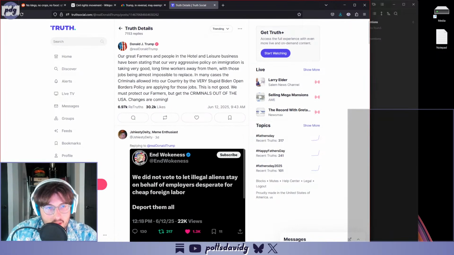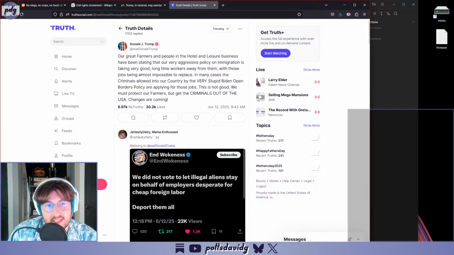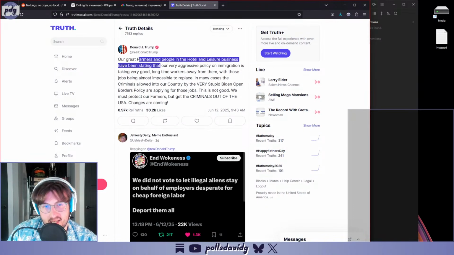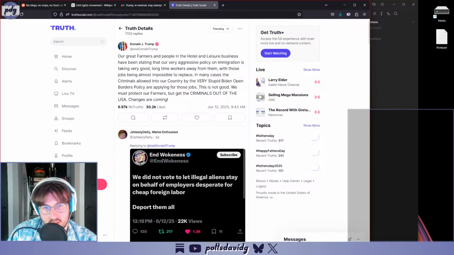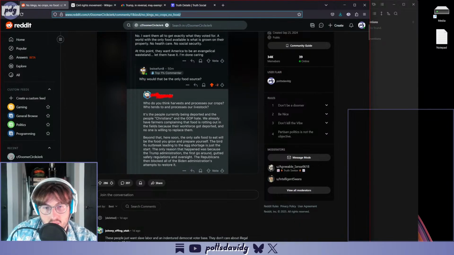So they're saying that their aggressive approach is taking the very good long-time workers away from them. Literally talking about the farmers, the people in the hotel and leisure businesses, okay? Trump himself, from the mouth of God Emperor Trump, okay? He somehow found a way to throw Biden in there, but he's admitting himself that the deportations are causing farmers to lose their workers. And that is literally what this post is saying. Who's gonna work on the farms? It's the people that are being deported.